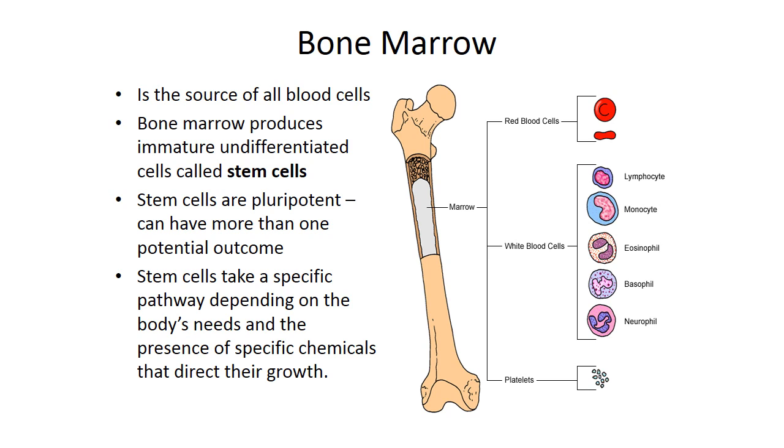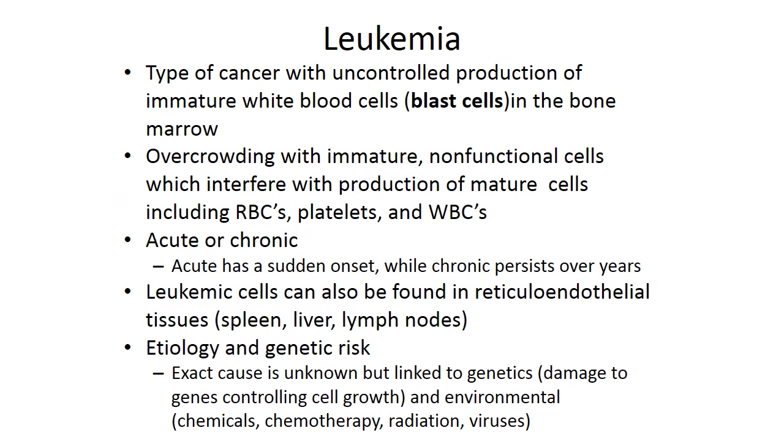And the bone marrow is the source of all blood cells. Our red blood cells, our white blood cells, and our platelets are all made in the bone marrow. Bone marrow also produces immature, undifferentiated cells called stem cells. These stem cells are pluripotent, which means that they can have more than one potential outcome. When these stem cells take on a specific pathway, it depends on what the body needs and the presence of different specific chemicals that control their growth.